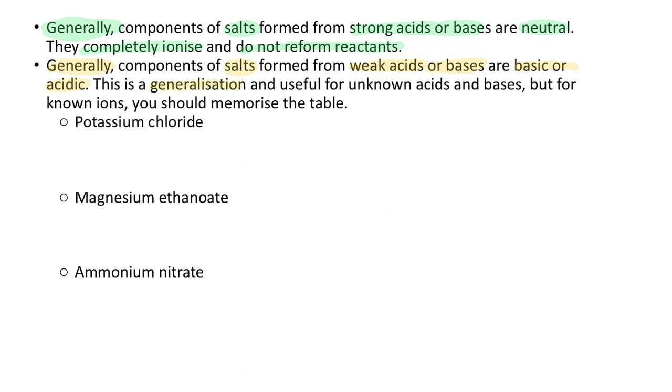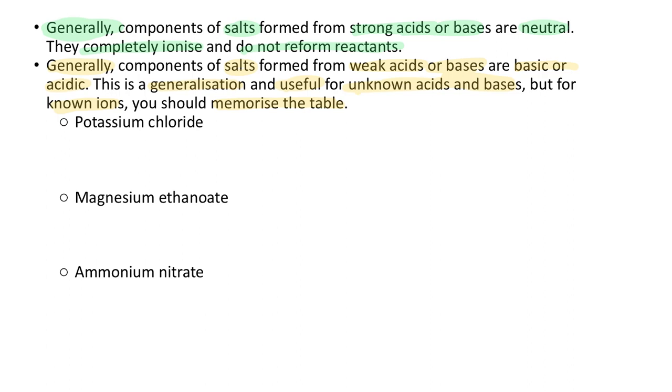But this is a generalization and useful for unknown acids and bases. So if they say, here is a weak acid, and they don't tell you its formula, just say HX or something, then you should know that the X minus is going to be a weak base. But for known ions, you should memorize the table, and there's a reason for that, because not every salt from a weak acid or base or from a strong acid or base follows these rules, which is why you should memorize the table.